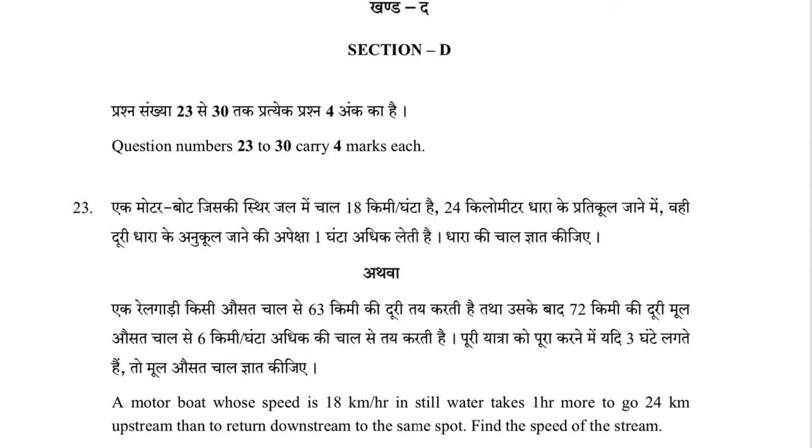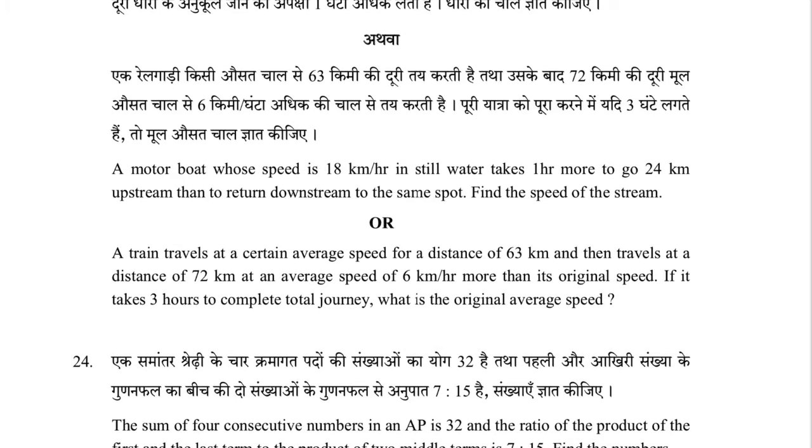It has 8 questions of 4 marks each, and we do have some OR questions in this. The 23rd question: we have a motorboat whose speed is 18 km per hour in still water, which takes 1 hour more to go 24 km upstream than to return downstream to the same spot. Find the speed of the stream.